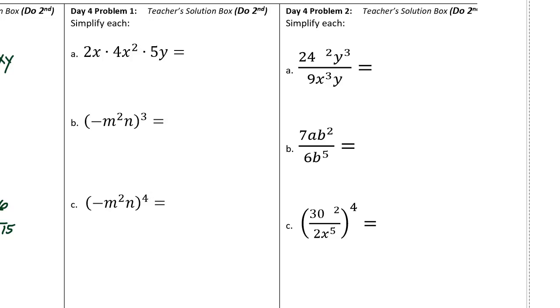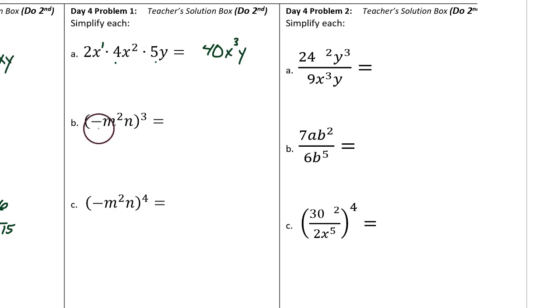Here's the answer for day 4, problem 1. Multiply these expressions together. Start with the numerical coefficients. 2 times 4 is 8, times 5 is 40. Now with the variables. X to the first times x squared is x to the third power because you add the exponents. And there's also a y.